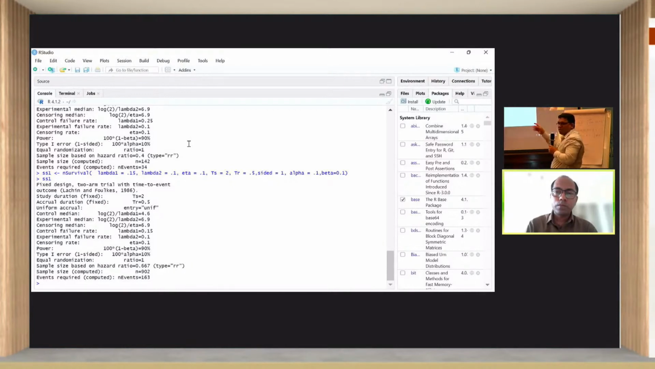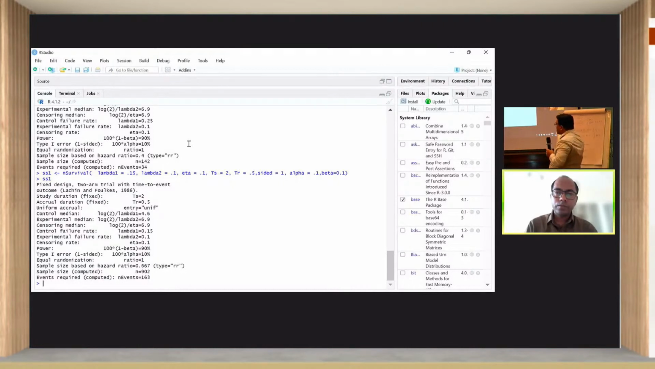So up till now you understood, the smaller the difference between the two arms, the larger the sample size. If you increase your alpha, increase meaning 5% goes to 2.5, again the sample size will increase. If you increase your power, that also will increase your sample size.